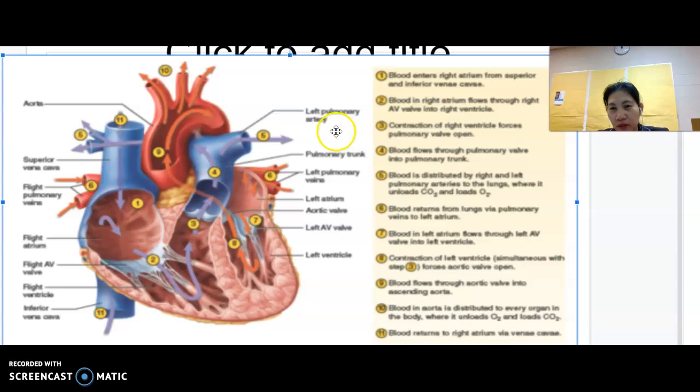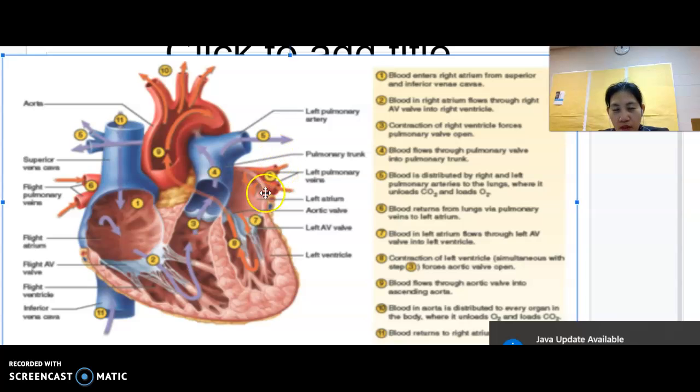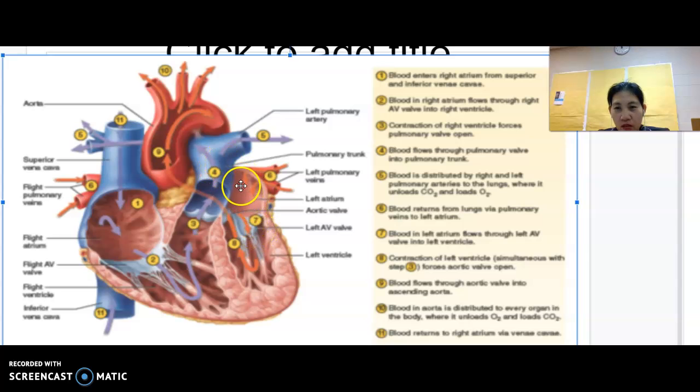Then it goes back. Number six, blood returns from the lungs via these pulmonary veins. Here are the two red ones, the pulmonary veins, and they will go through this area. Then going to the left atrium, this part here, and when this is already full with blood, the mitral valve will open up so that it will go through to the left ventricle.